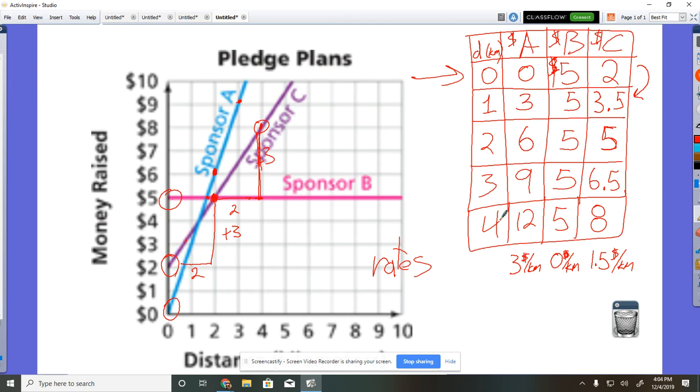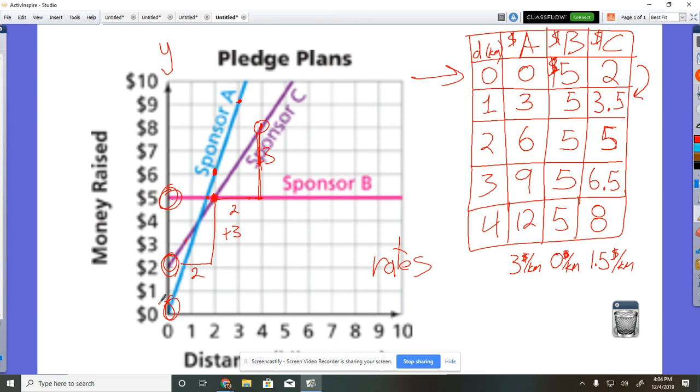What is the number of dollars per kilometer each sponsor pledges? We just shared that, those are the rates. What does the point where the line crosses the y-axis mean for each sponsor? This y-axis right here, where the line crosses the y-axis, that intercept, represents the dollars donated for each sponsor.